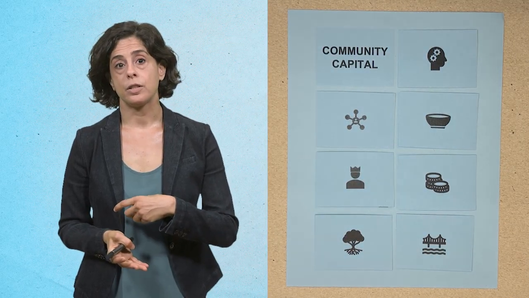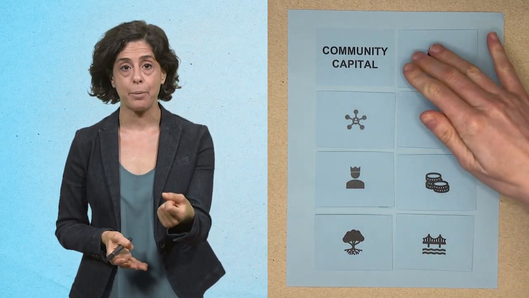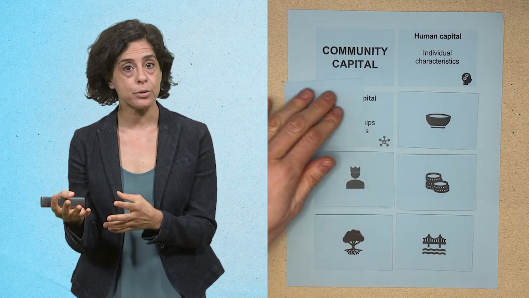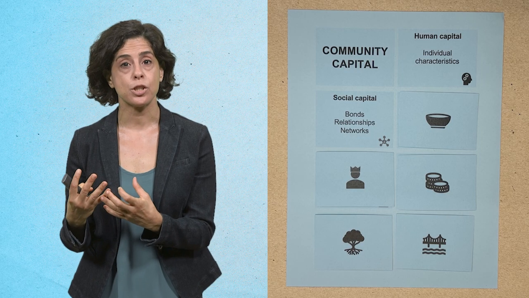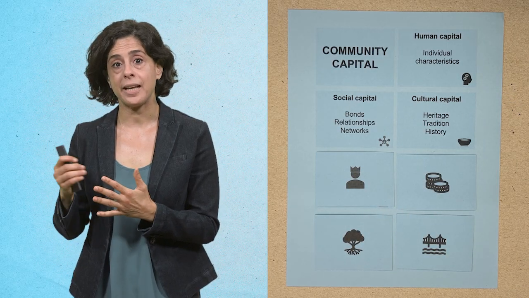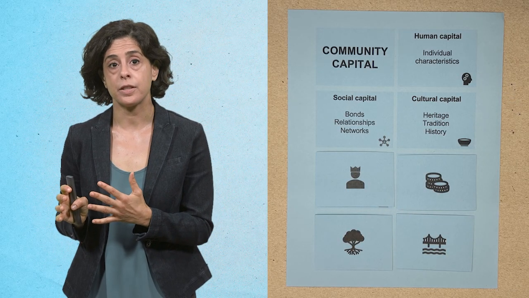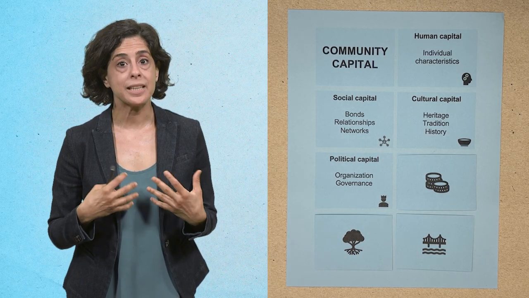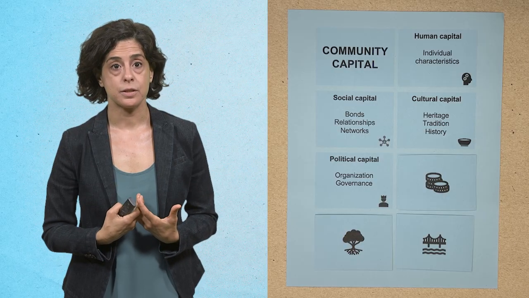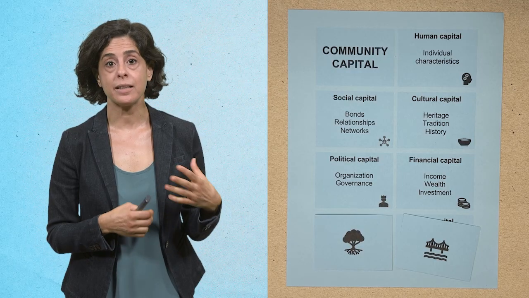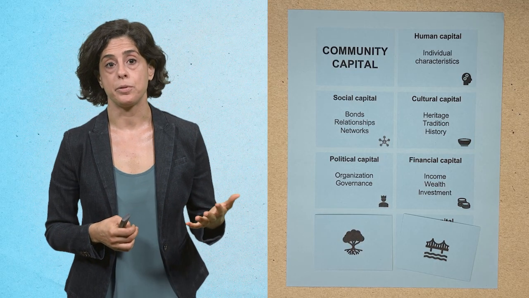So in this visual, you'll see an example of the types of capital you might find, such as human capital, which means the individual characteristics in your community, social capital, which means the bonds, relationships, and networks between those individuals, cultural capital, which speaks to the heritage and tradition and history of this community, political capital, which means how people in the community organize themselves, govern themselves. So it could talk about institutions. And then financial capital, which refers to income and wealth and investment in this community.